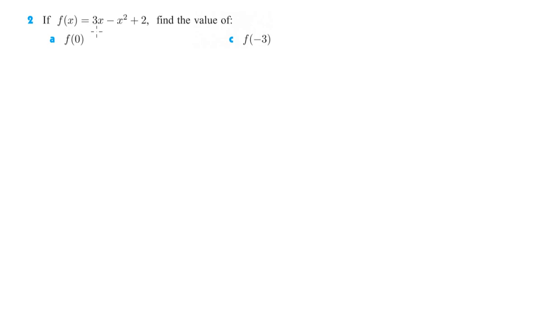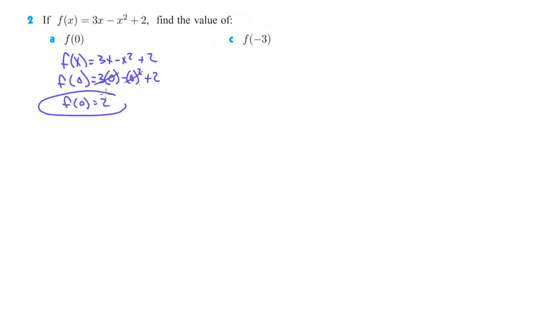First one's number 2. If f of x equals 3x minus x squared plus 2, find the value of f of 0. So really what we have here is f of x is 3x minus x squared plus 2, right? Now what they're asking us to do is say what's f of 0. If you'll notice, the only difference here is the x is now turned into zeros. So up here, these x's are also going to turn into zeros. So I see that x, that's going to be a 0 now, minus 0 squared plus 2. That's 0, that's 0, so f of 0 is 2.